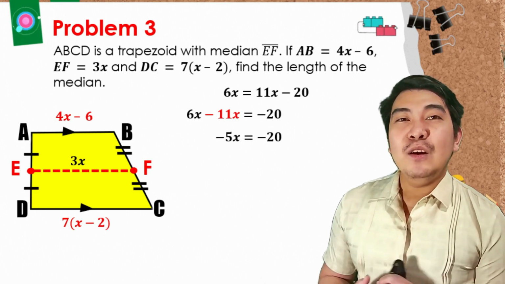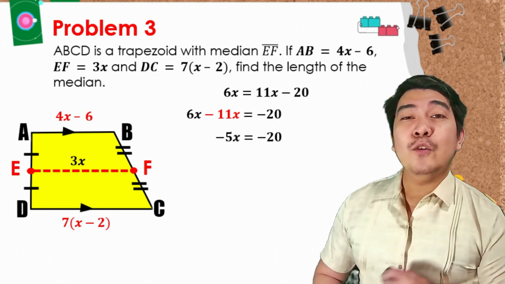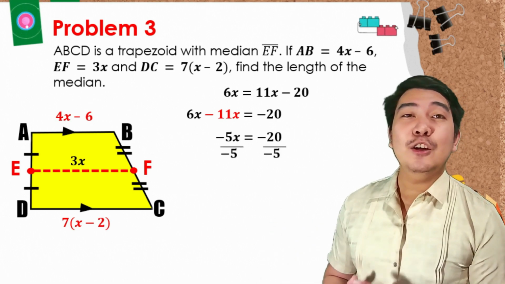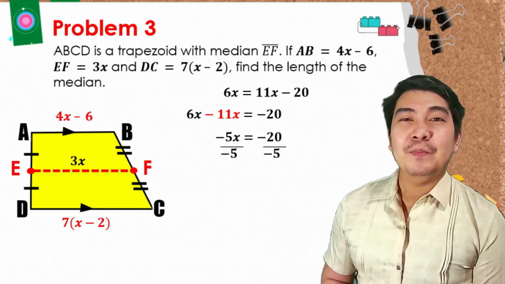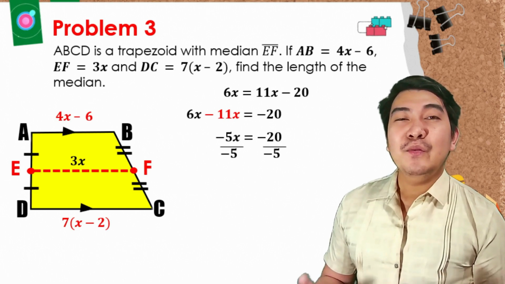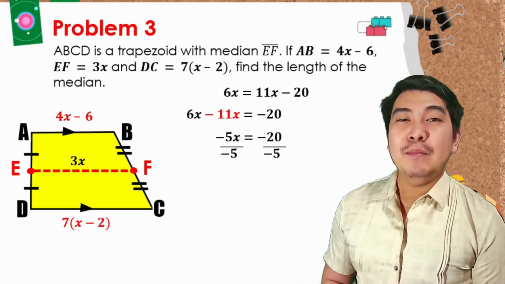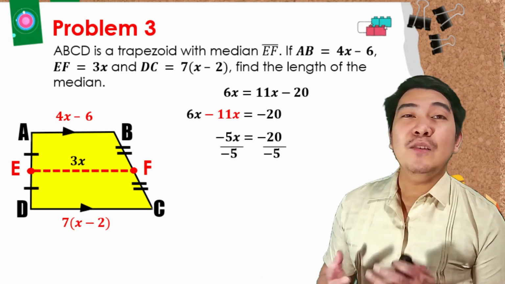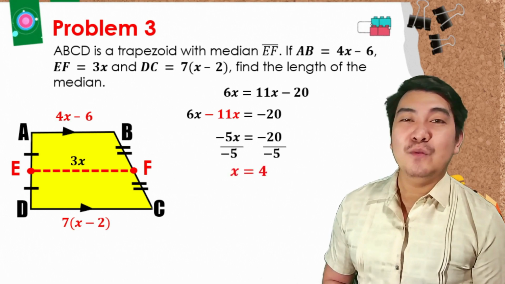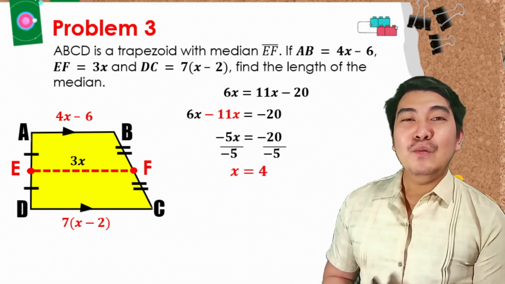We need the value of x. Therefore, there is a need for us to divide both sides of the equation by negative 5. Simplifying, negative 5x divided by negative 5 is x. Negative 20 divided by negative 5 is positive 4. So we have obtained the value of x.